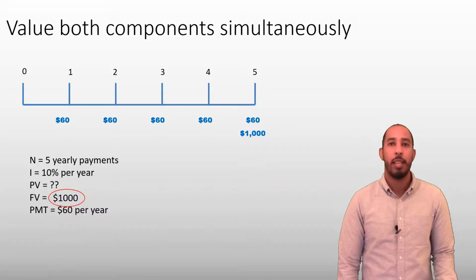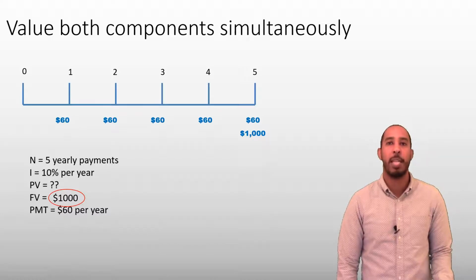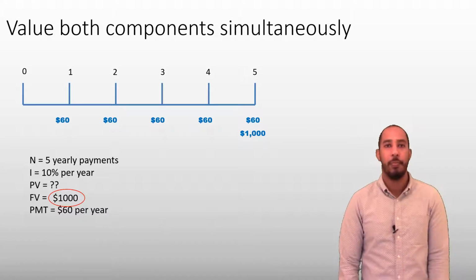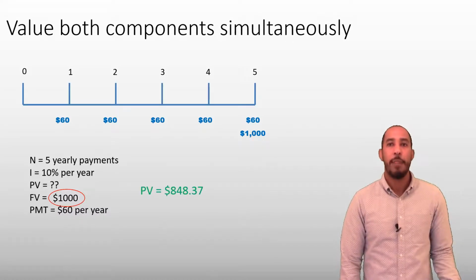Setting our inputs like this tells the calculator or Excel that you'll be getting $60 a year for 5 years, and then getting $1,000 at the end of 5 years. Solving for PV, we get the same result as when we value the components separately.